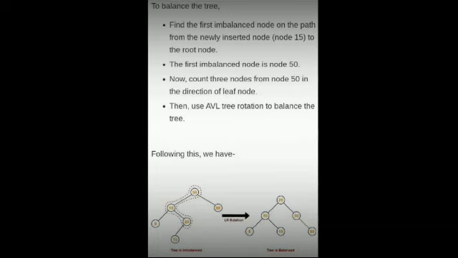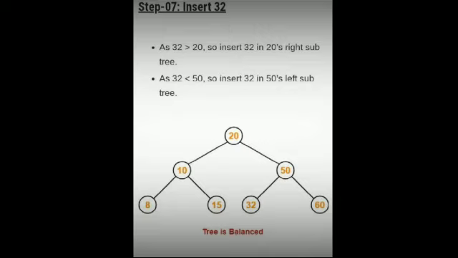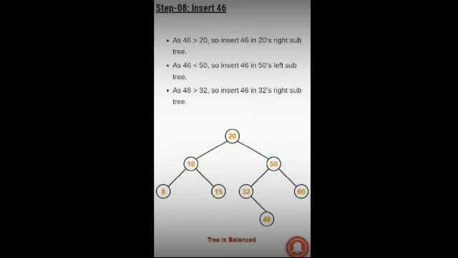The next element to be inserted is 32. 32 is greater than 20. So we need to insert it as 20's right subtree. And 32 is less than 50. So we need to insert this as 50's left subtree. The tree is balanced.